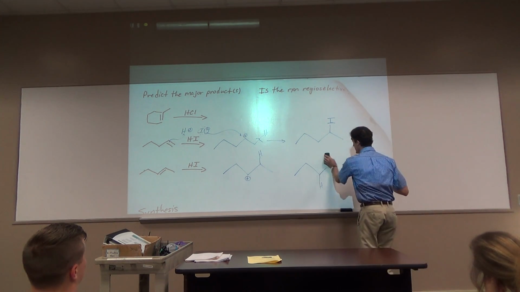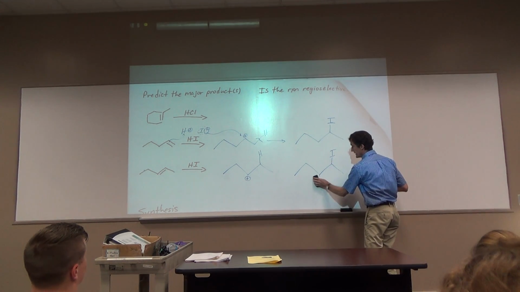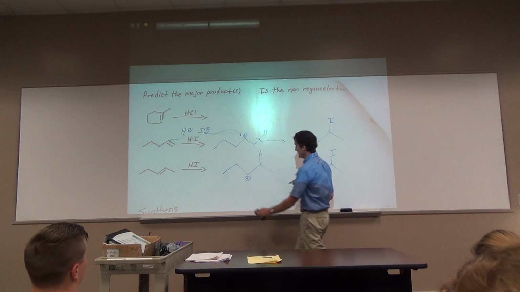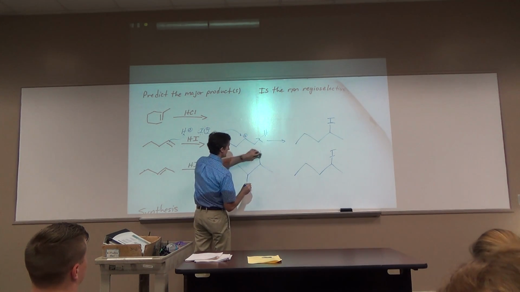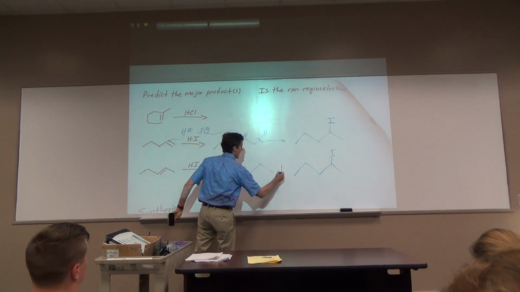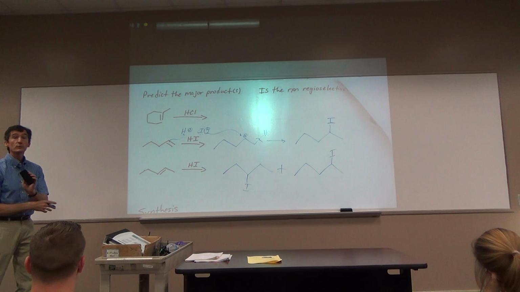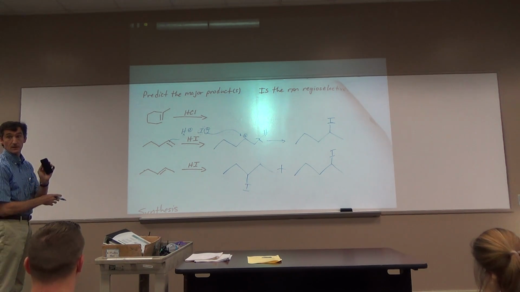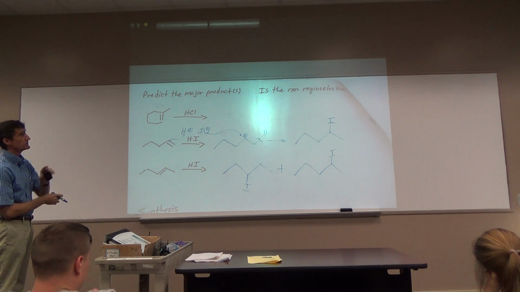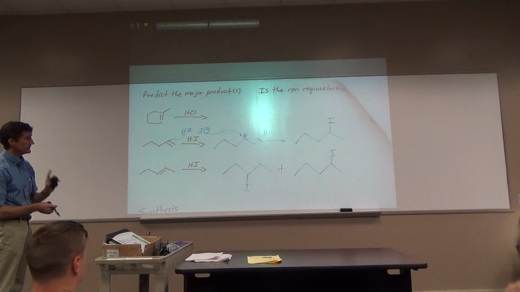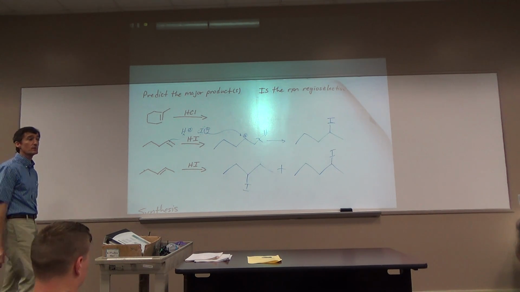Iodine can add here. Okay, I'm just going to draw it like this. I'll get rid of the undrawn H because it looks a little peculiar there. Iodine adds here. You're going to get a mixture of those. There's not going to be any regioselectivity. The first two reactions are regioselective. The third one is not. You're going to get a mixture. It's just not a well-designed reaction.